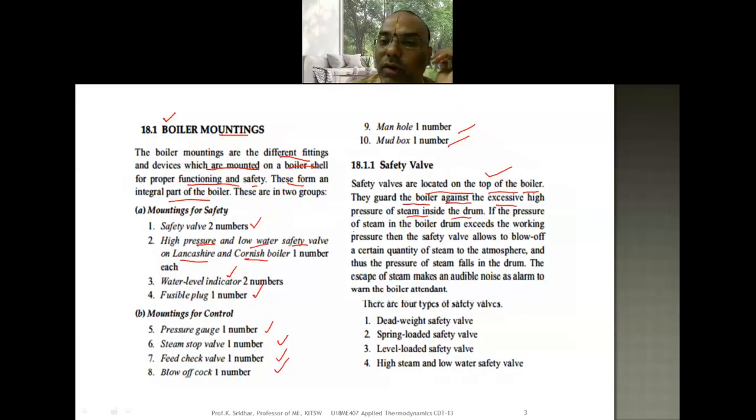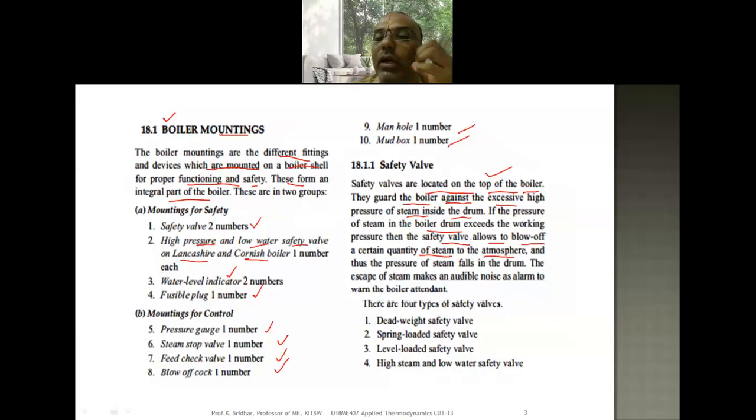So that's why the safety valve is a very important one to safeguard the boiler against the excessively high pressures which are generated inside the boiler drum. If the pressure of the steam in the boiler drum exceeds the working pressure, then the safety valve allows a certain quantity of the steam to blow off to the atmosphere. That is how it will function.